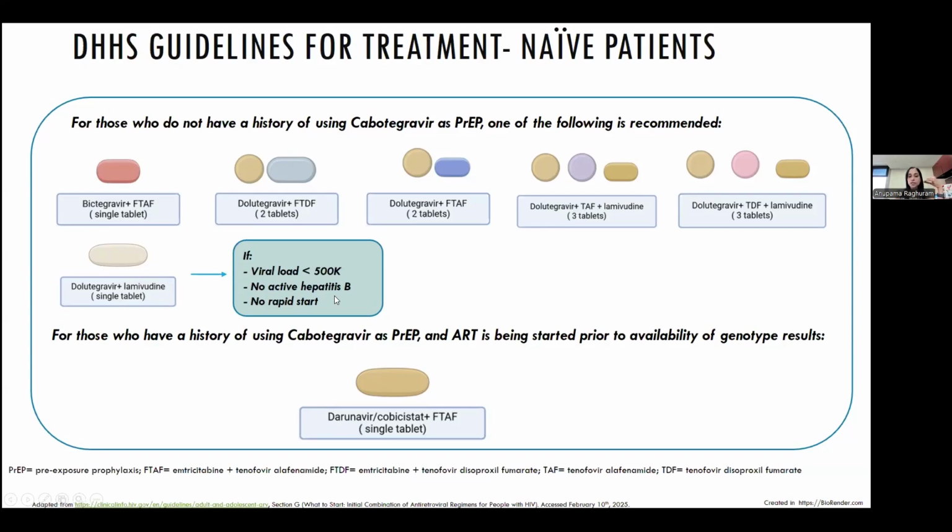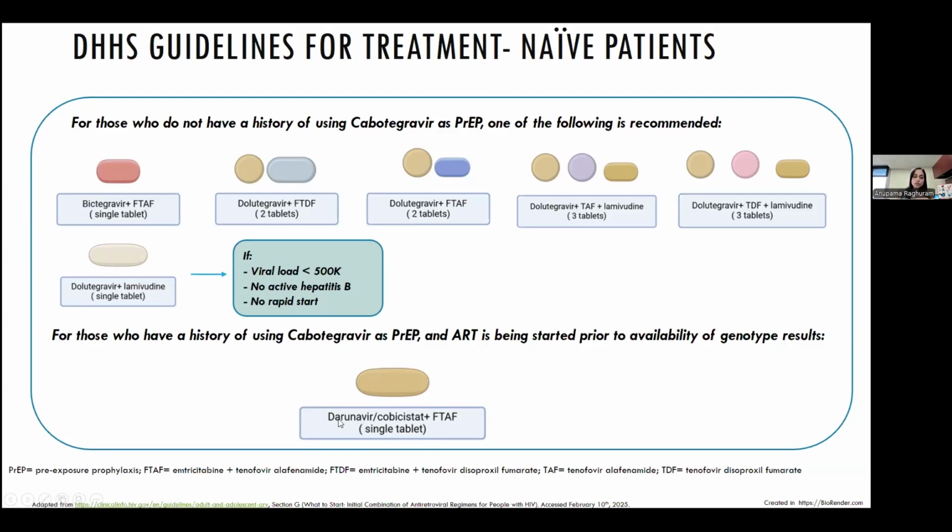So don't use it in that case, and don't use it for rapid start either, because we don't have data for that. And also, if you don't know your baseline viral load, you shouldn't jump to it. Again, approaches are individualized per patient, right? But these are the general guidelines. And lastly, for those folks who do have an exposure to an integrase PrEP before, then you have one single tablet regimen, and that's using a protease inhibitor as your base.